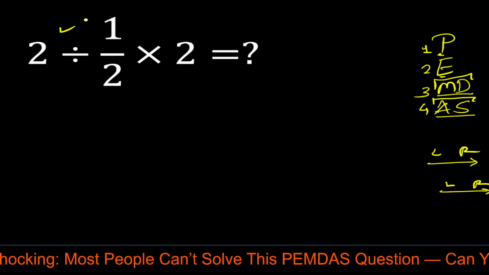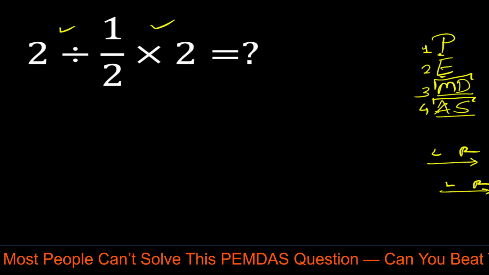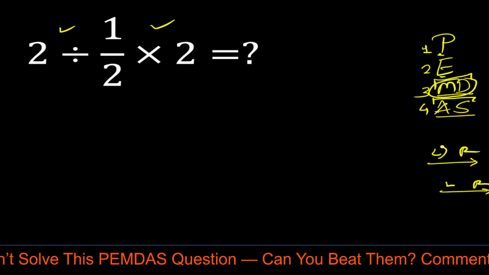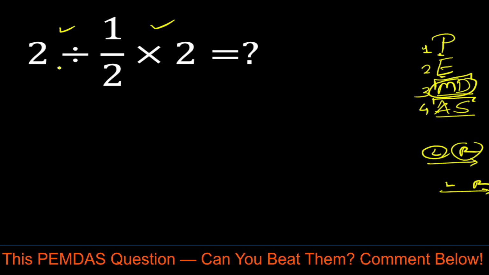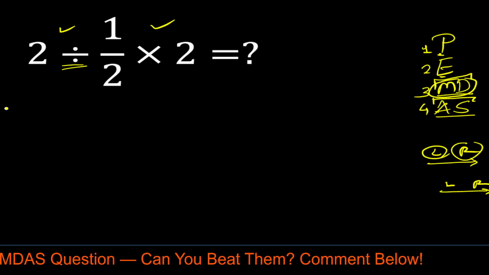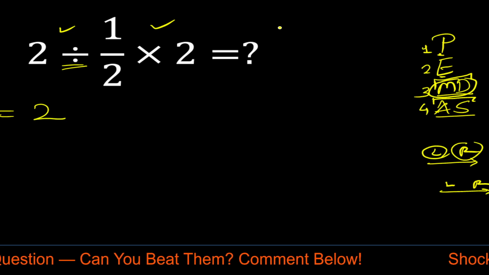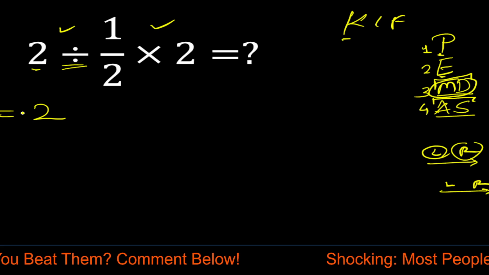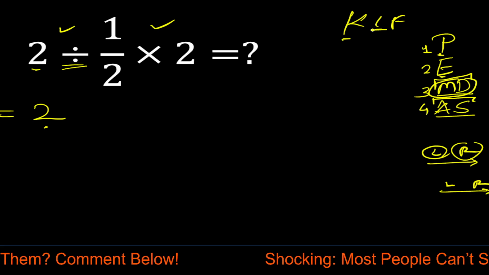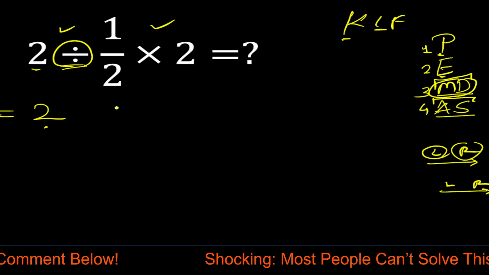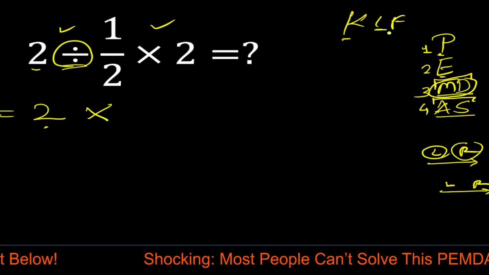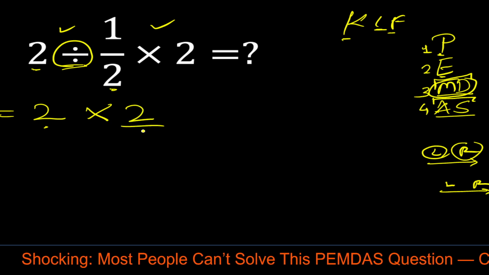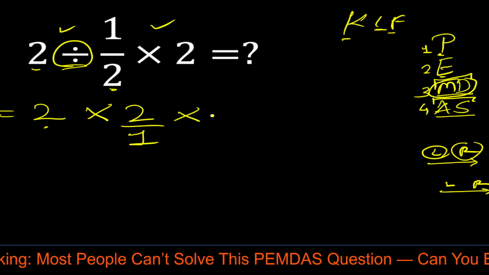So in this question here we have division and here multiplication. Multiplication and division both have equal priority, so we have to solve it from left to right. So first we have to solve this division, right? So now 2. Now according to the KCF rule, K means keep this 2 as it is, then C means change this sign from division to multiplication, and F means flip this fraction. 1 upon 2 becomes 2 upon 1 times 2, right?